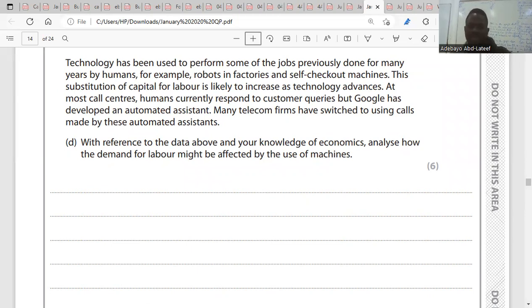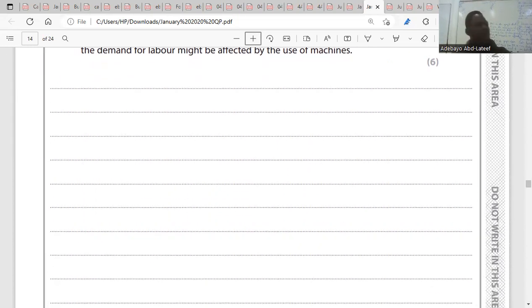So with reference to the data she read and our knowledge of economics, we should analyze the demand for labor and how it might be affected by the use of machines. So the first thing we have to do is define demand for labor. What is demand for labor? Demand for labor is the quantity of workers firms are willing to employ at a given wage rate. That is demand for labor.